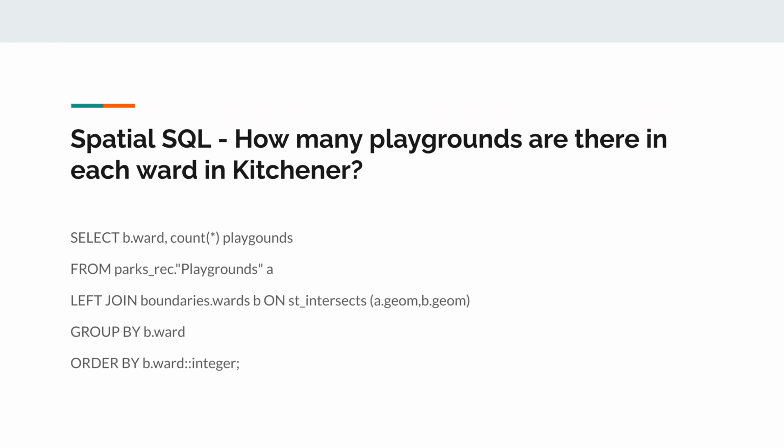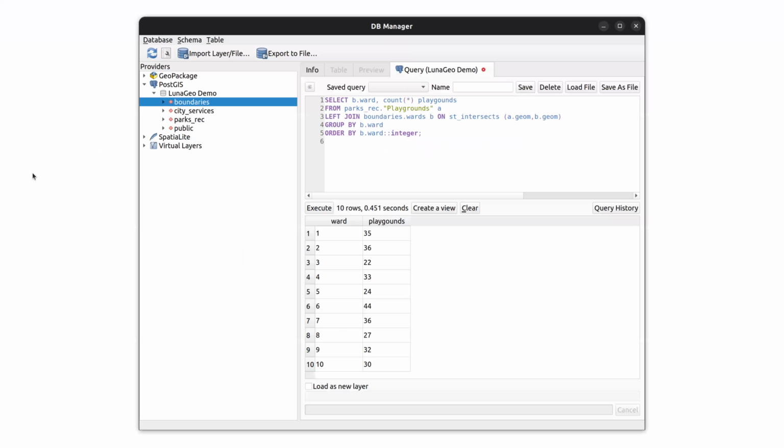So this is a basic intersect. This is one of the functions, ST_Intersects, that basically just runs an intersect between the two geometries. And I've done a few little things where I've cast the ward number. It's actually a varchar, and I cast it to an integer just so I could put things in order. So when we run this within QGIS, we end up with the results. This is the query that I ran within the DB Manager, and we end up with a count for the number of playgrounds within each ward within the city. So it looks like Ward 5 needs more.